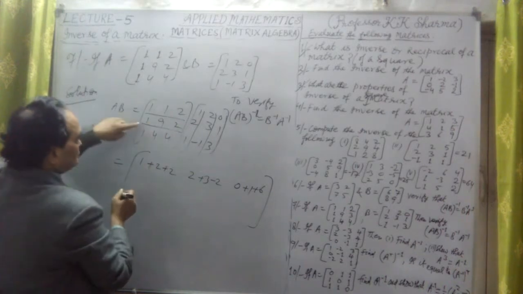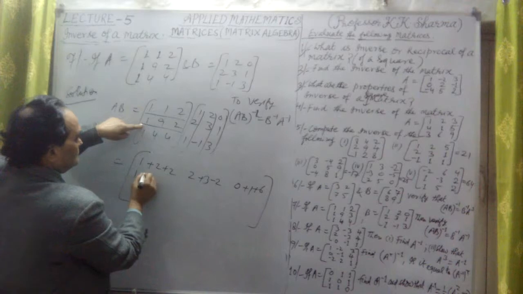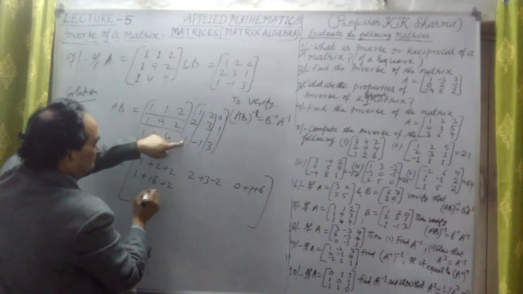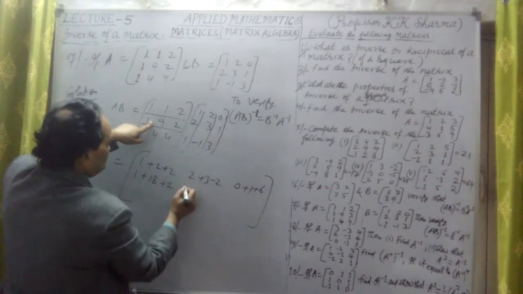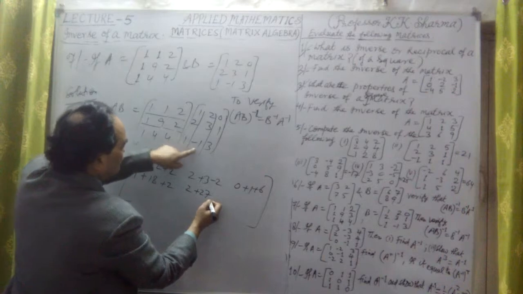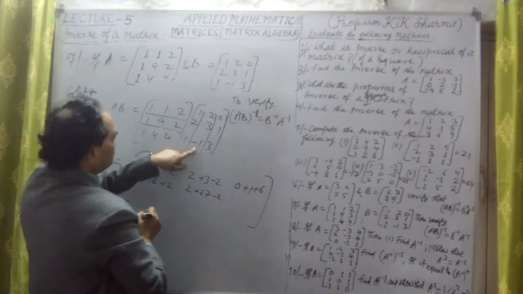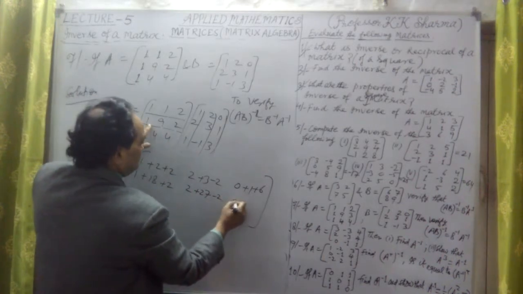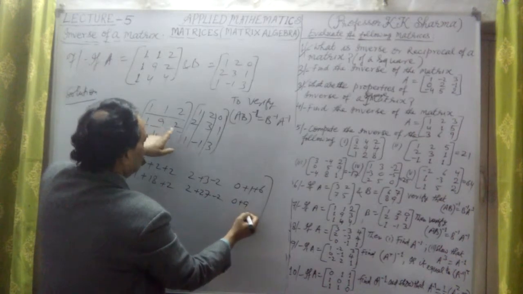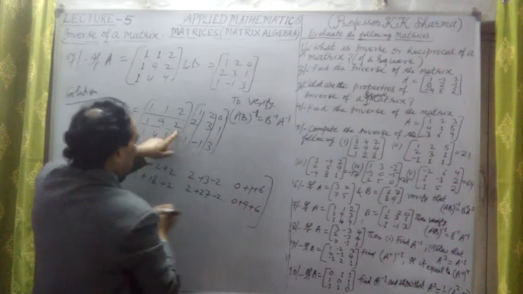Then second row: 1 into 1 is 1, plus 9 into 2 is 18, 2 into 1 is plus 2. And 1 into 2 is 2, 9 into 3 is 27, 2 into minus 1 is minus 2. And 1 into 0 is 0, 9 into 1 is 9, 2 into 3 is 6.